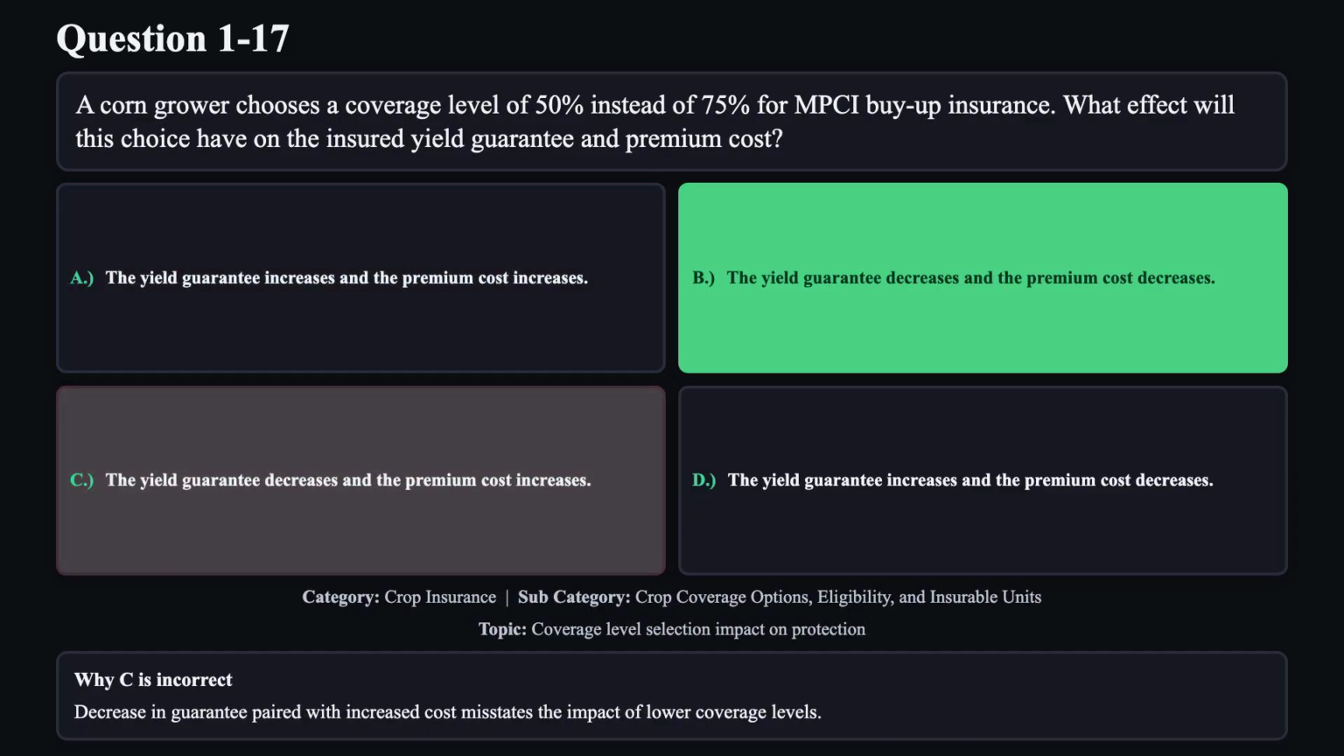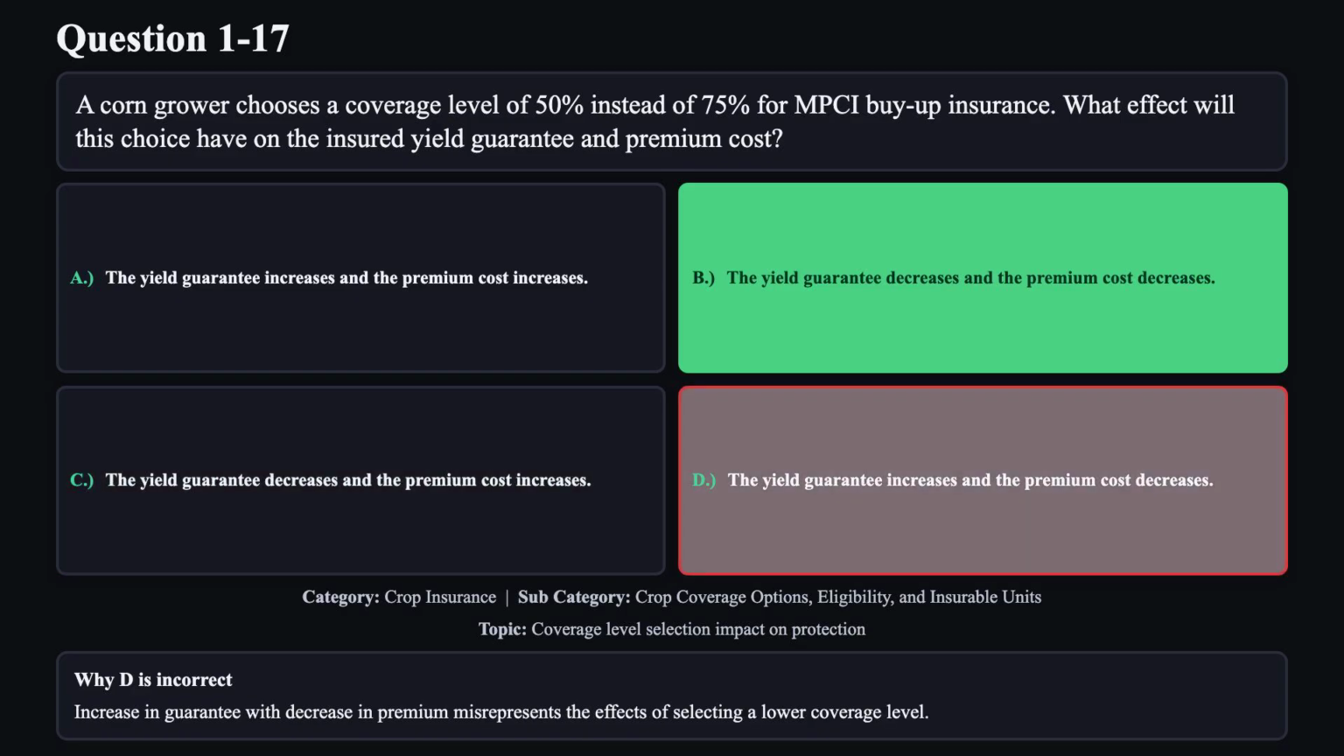Reason C is not correct. Decrease in guarantee paired with increased cost misstates the impact of lower coverage levels. Reason D is not correct. Increase in guarantee with decrease in premium misrepresents the effects of selecting a lower coverage level.